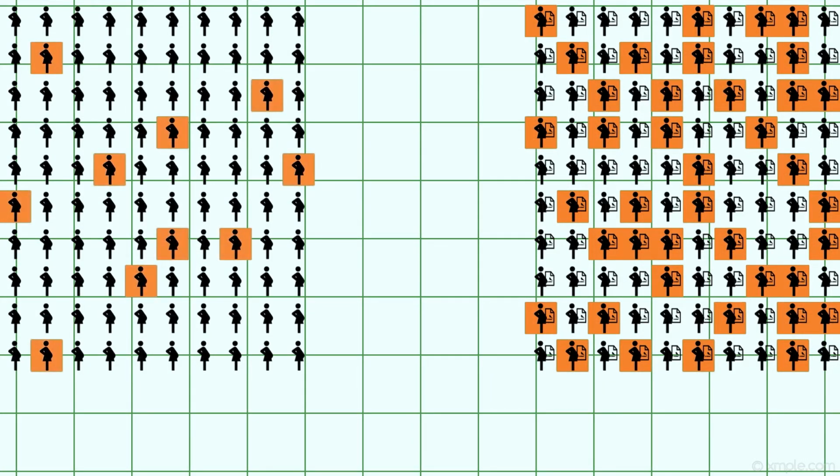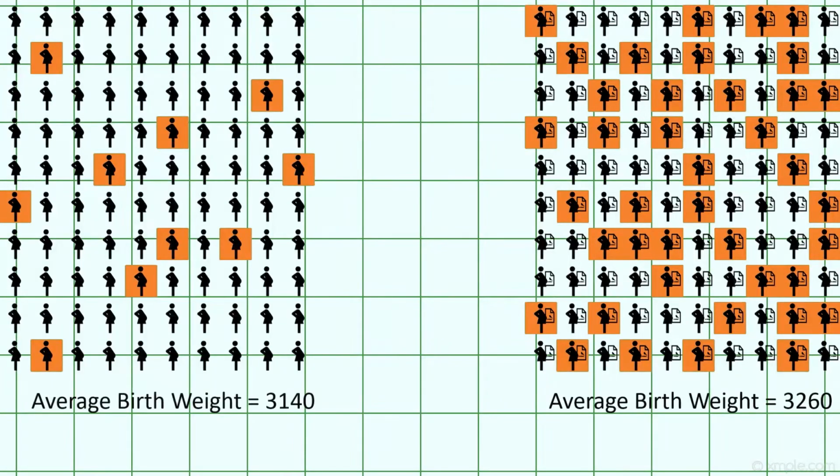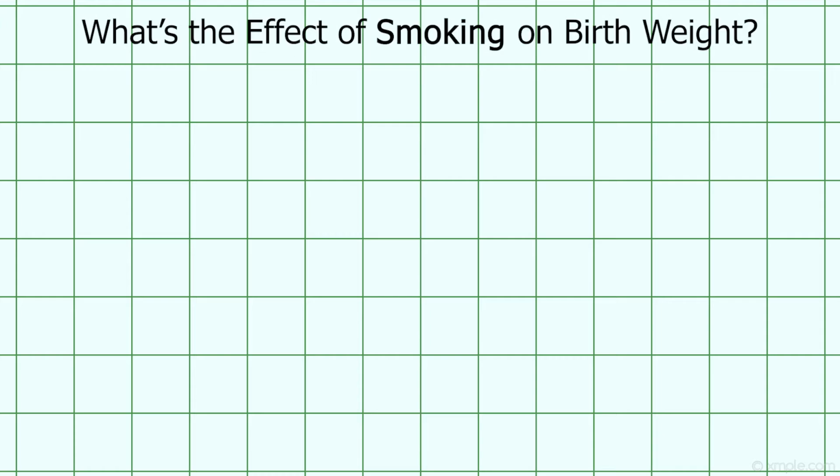We can then also observe that the encouraged group had babies that weighed, on average, 3,260 grams, and the non-encouraged group had babies with an average birth weight of 3,140 grams. So we can conclude that the encouragement increased birth weight by 120 grams. Remember our original research question, though. We're interested in the effects of smoking on birth weight, not the effects of encouragement on birth weight.